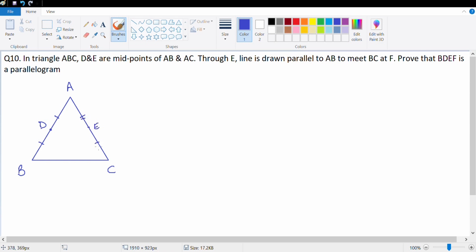Perfect. Next, through E, a line is drawn parallel to AB, which meets BC at F. So let me draw a line parallel to AB, which would meet BC at F. This is given parallel. Perfect. Prove that BDEF is a parallelogram.